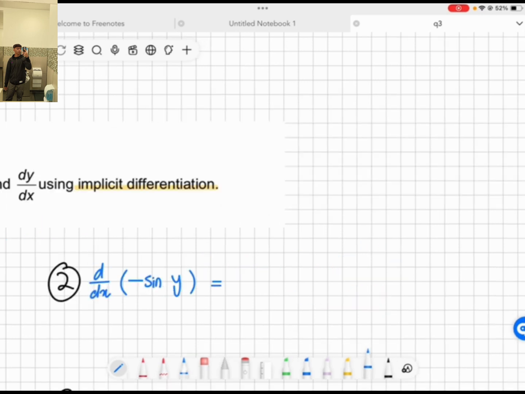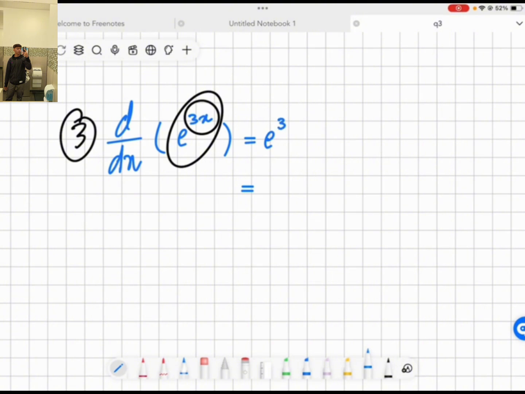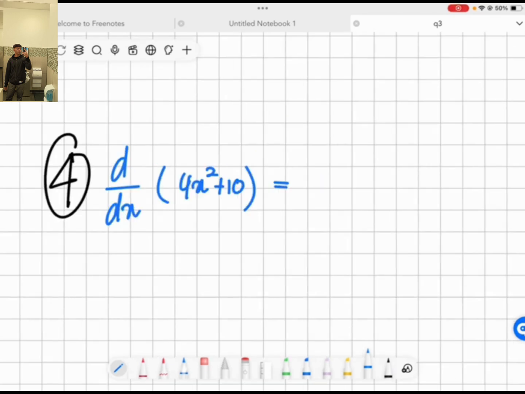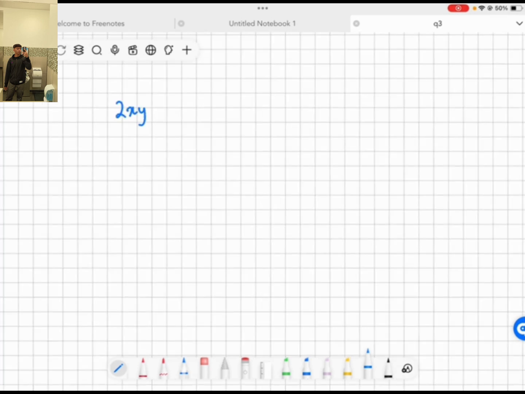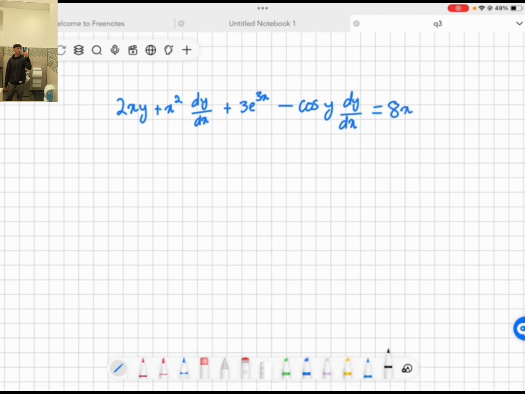Okay, next, differentiate negative sin y. It will be negative cos y dy over dx. Next, for this one, we need to use the power method. So it will be e to the 3x times 3. And it will be 3e to the 3x. So differentiate the last part, it will be 8x. From all the parts above, we can substitute into the formula and write it as 2xy plus x squared dy over dx plus 3e to the 3x minus cos y dy over dx equal to 8x.